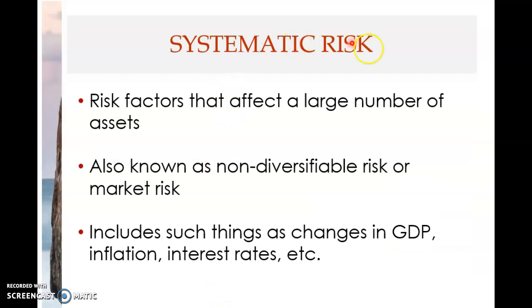Now, systematic risk. So we need a measure of systematic risk here. What is systematic risk? Systematic risk will be risk factors that affect a large number of assets. That means this risk cannot be eliminated through diversification if a large number of assets are affected by the same factors. Let's say stock A, stock B, stock C, so many stocks in the market, they are all affected by the same factors. Then this will be a systematic risk, meaning you cannot eliminate through diversification.